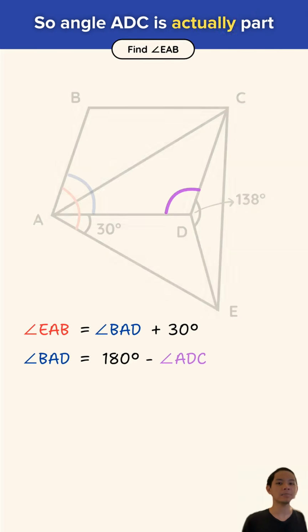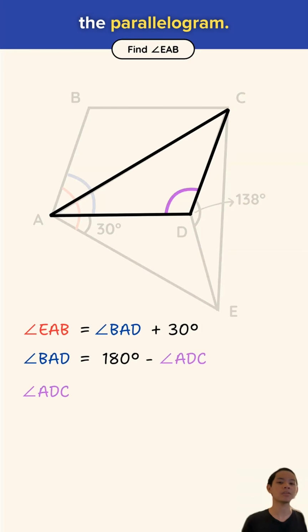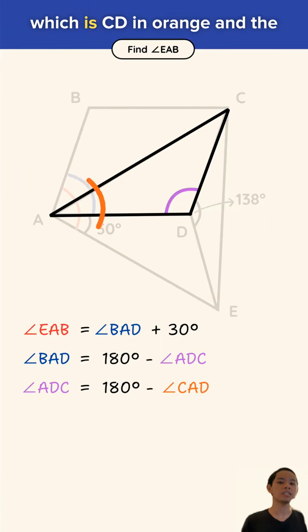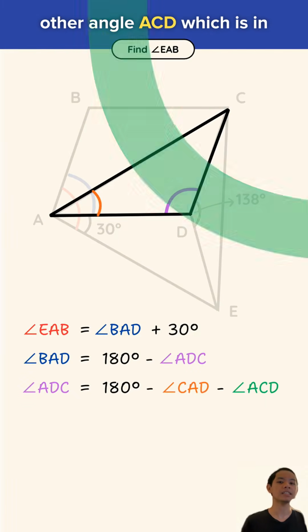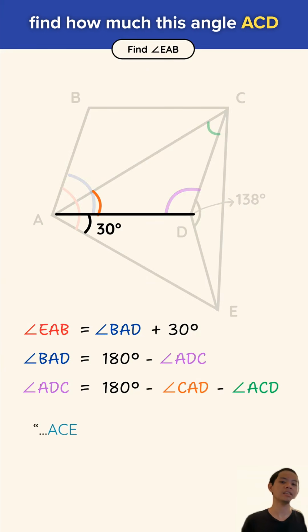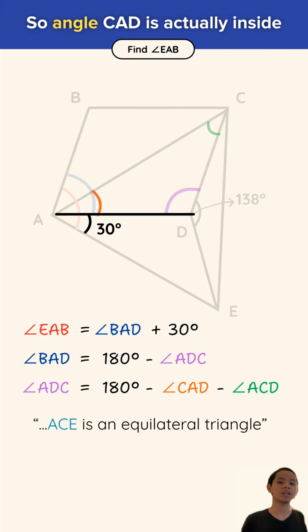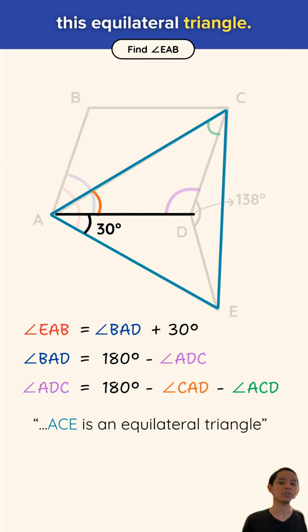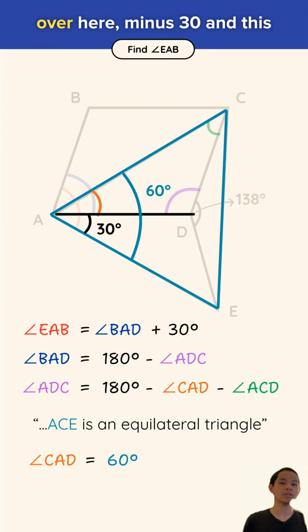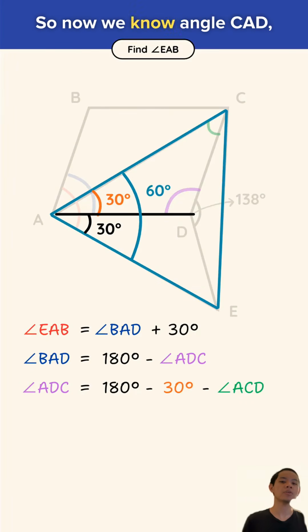Angle ADC is actually part of this triangle over here inside the parallelogram. So angle ADC is basically equal to 180 minus one angle, which is CAD in orange, and the other angle ACD, which is in green. So now we know these two angles that we need to find. The next thing is we need to find how much angle ACD or CAD is first. Angle CAD is actually inside this equilateral triangle. So angle CAD will then be equal to 60, which is this angle over here, minus 30, and this will give us 30 degrees. So now we know angle CAD.